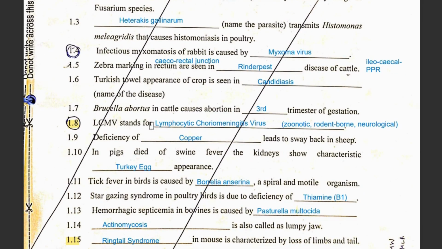Next question is Turkish towel appearance of crop is seen in candidiasis. Brucella abortus in cattle causes abortion in the third trimester of gestation or the last trimester. LCMV stands for lymphocytic choriomeningitis virus. It is a zoonotic disease and it is rodent borne and has neurological symptoms.